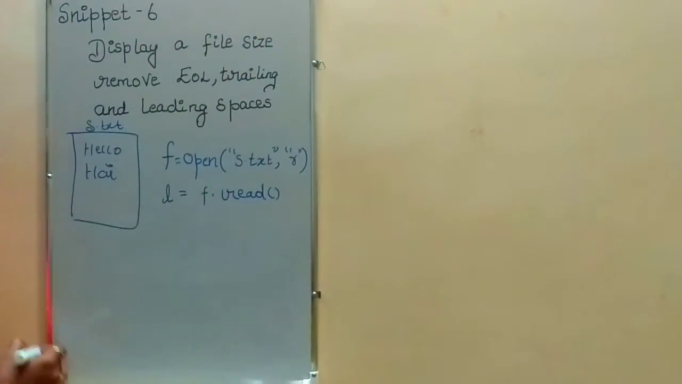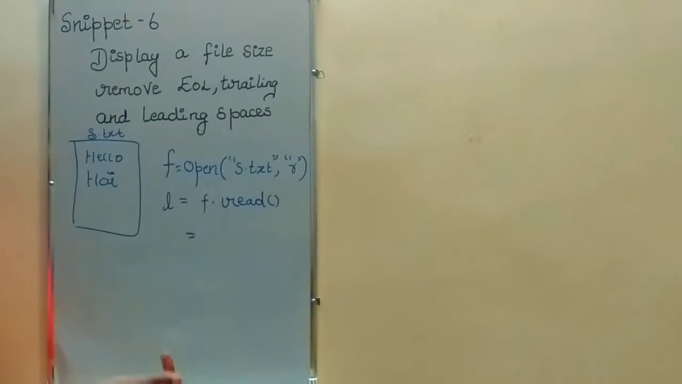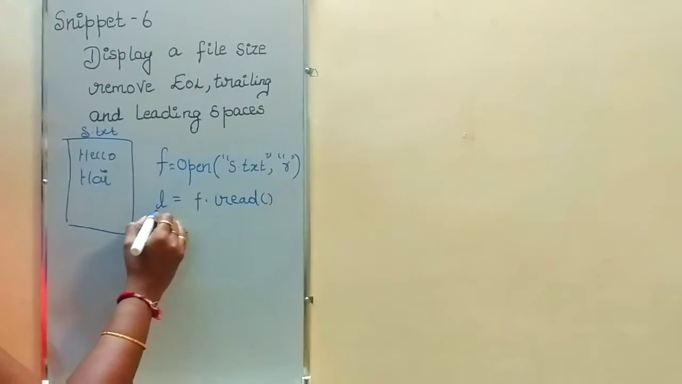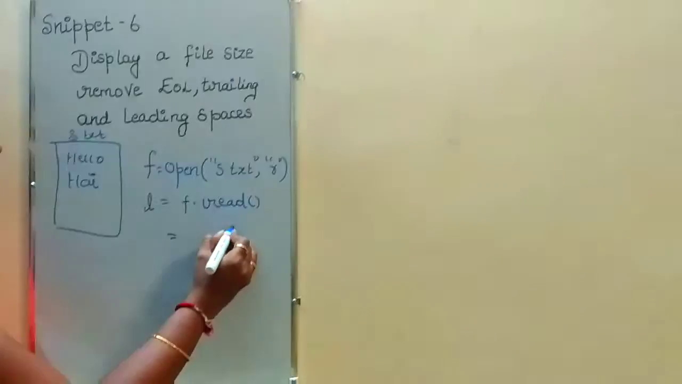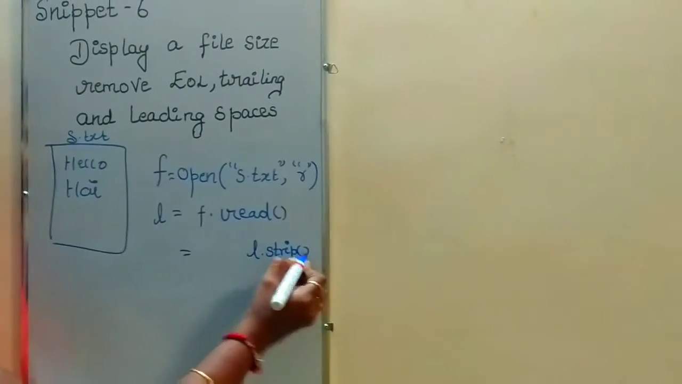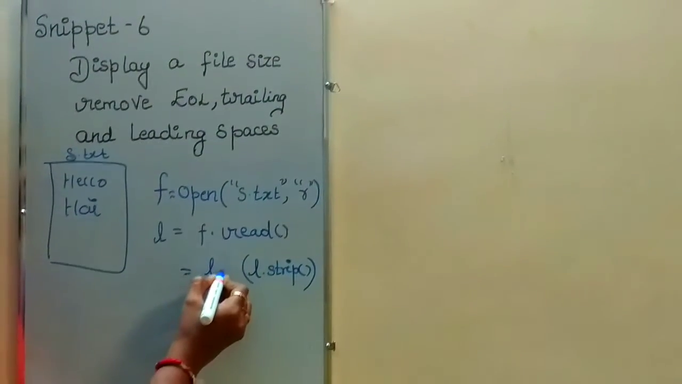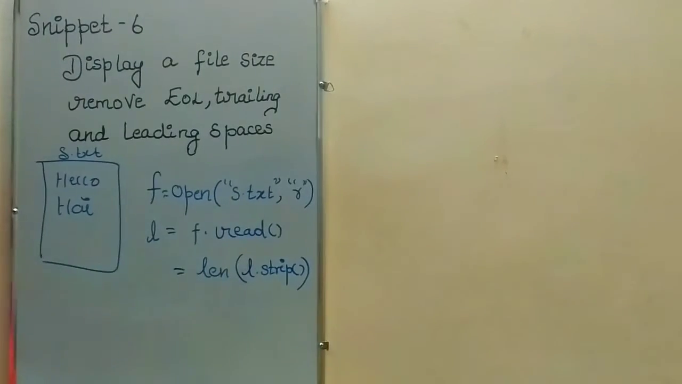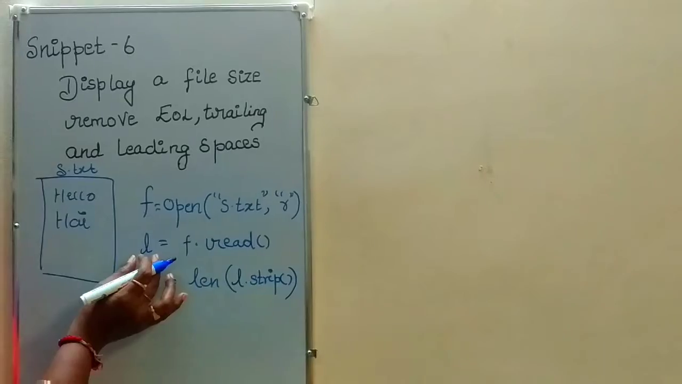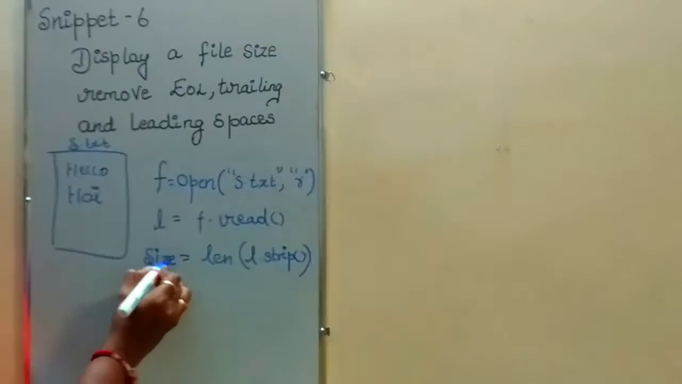So using the read function, we can read all the contents from this file, and those contents will be stored in a variable L. Next, remove the spaces and find out the size of the file. To remove the spaces, we have the strip method. So all the contents in the L variable, L.strip will remove these spaces. And then after removing the spaces, find out the length of that content, the length of that file. And then it will return the length of this file.